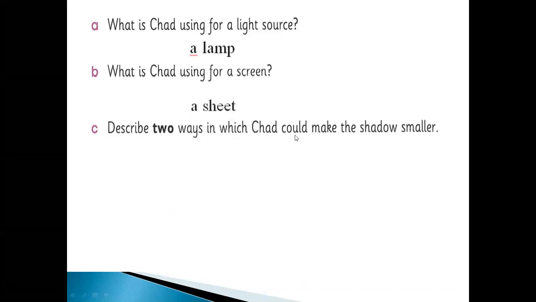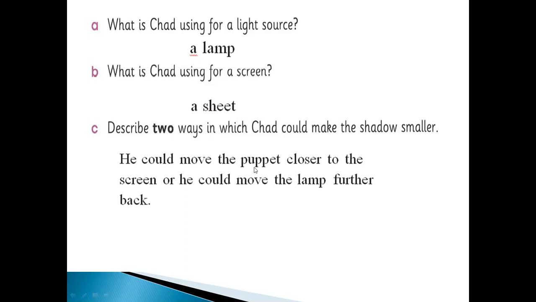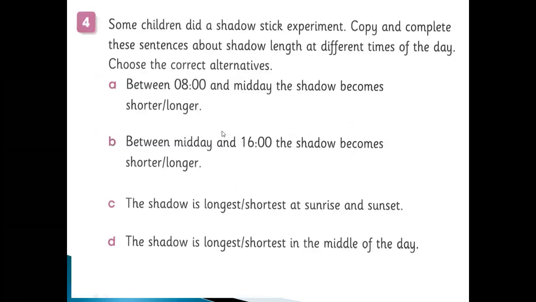Describe two ways in which Chad could make the shadow smaller, not bigger, smaller. So you need to write he could move the puppet closer to the screen. Any object which is near to the light, their shadow is bigger. So he should move his puppet closer to the screen, not closer to the light. Or he could move the lamp further back. Same thing. If you move your lamp back, or you move the puppet to the screen side, you can get a smaller puppet shadow.